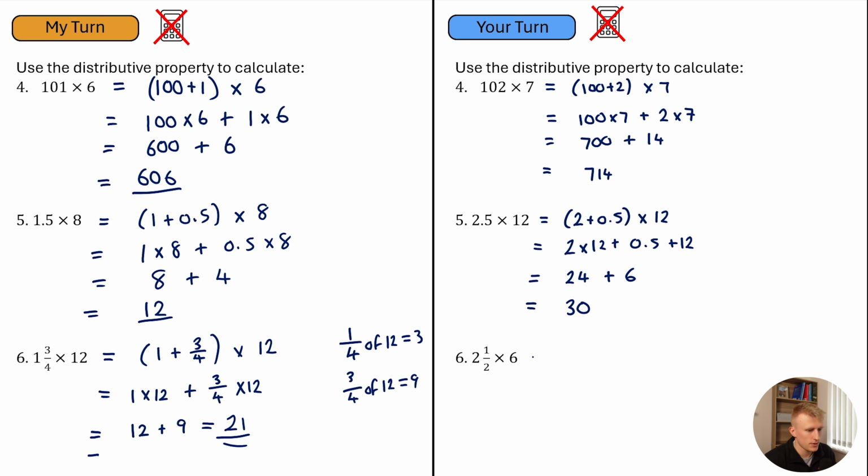Last example, 2.5 multiplied by 6. So I'll split 2.5, just like the previous one, into 2, add 1/2. And I'm going to multiply that by 6. So I'll do 2 lots of 6, and then I'm going to add 1/2 of 6. 2 lots of 6 is 12, and 1/2 of 6 is 3. 12 add 3 is 15.